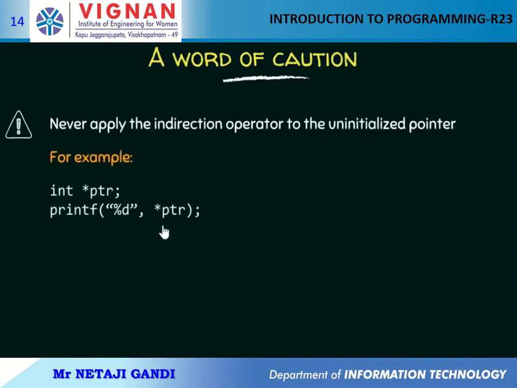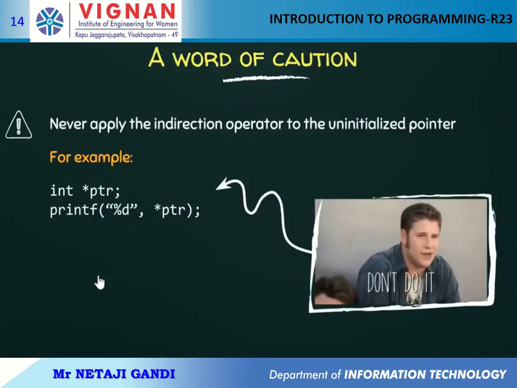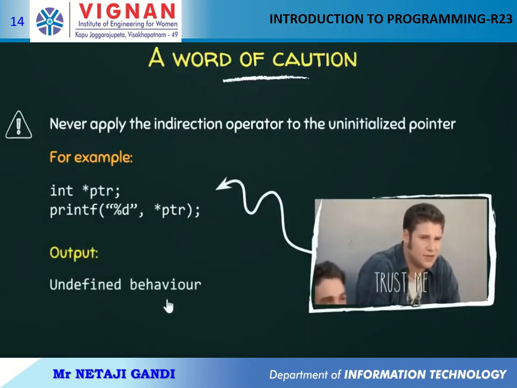Here you are trying to access the content stored at the location which is pointed by the ptr. But please note that here you are not initializing this pointer variable. This pointer must point to some location before applying the dereference operator. But here we are not initializing this pointer and we are simply applying this dereference operator. We can't do this. Okay? If we do this, then we can observe some undefined behavior.